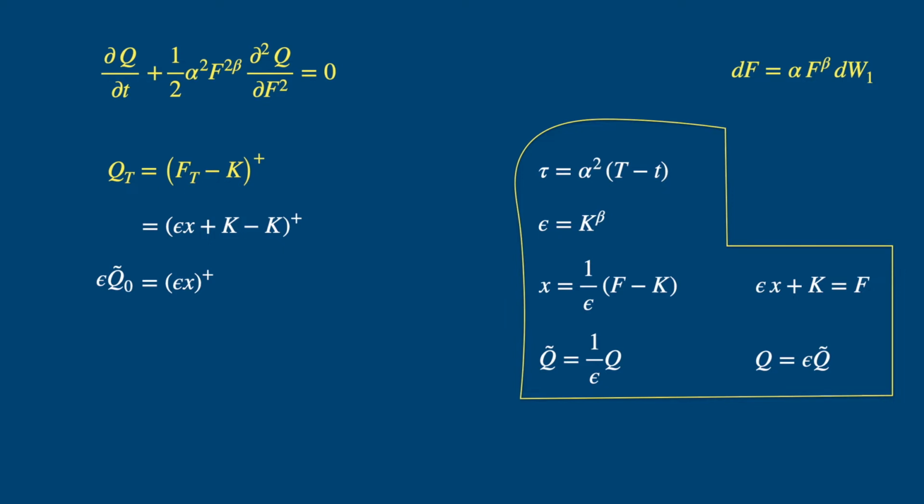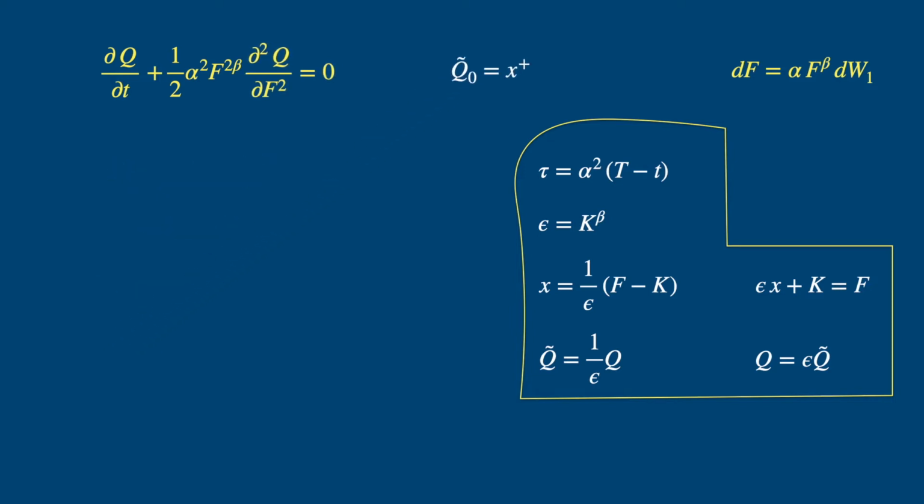Remember, when time equals capital T, tau, which is the new variable, equals 0. So Q at capital T becomes epsilon times tilde Q naught. And then the epsilons cancel. So the terminal condition has become an initial condition. And don't forget the plus sign and the power means we get x if it's positive and 0 otherwise. So it's essentially maximum of x and 0.